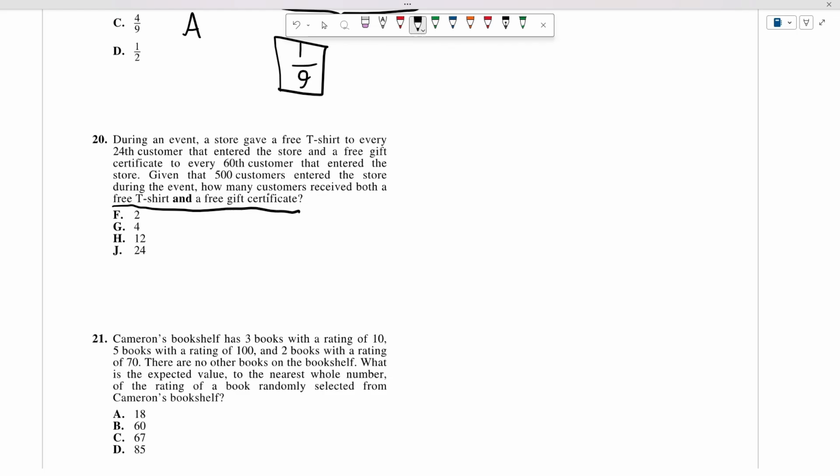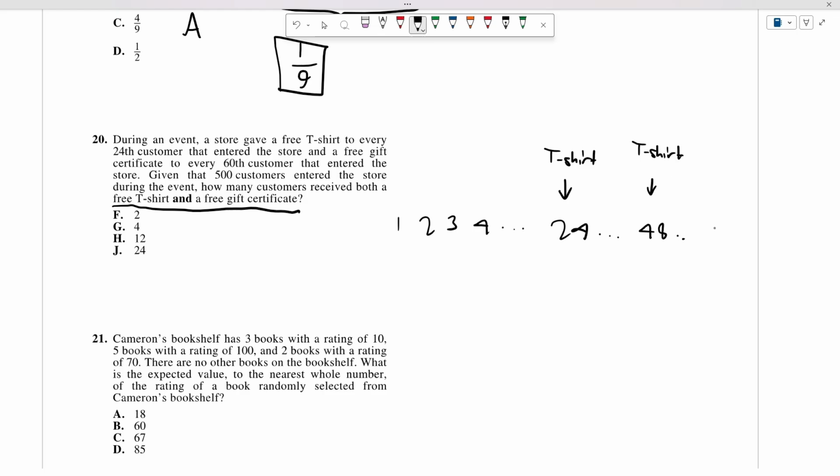Okay. So let's say you're customer one, two, three, four, all the way to 24. If you're 24, you get a t-shirt. And then you skip to 48. If you're 48, you get a t-shirt.